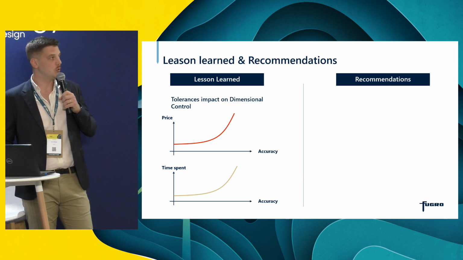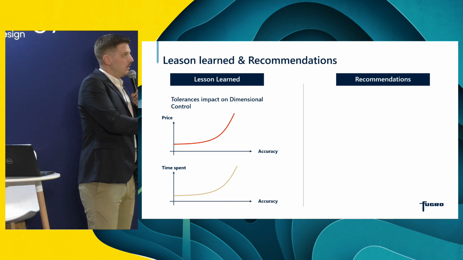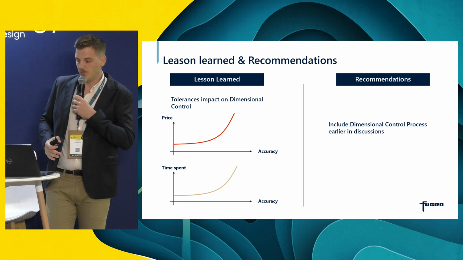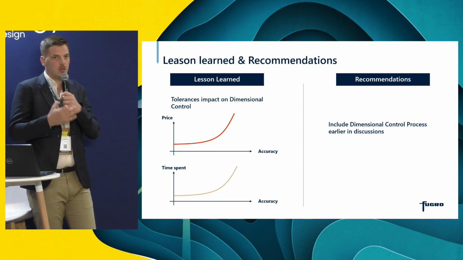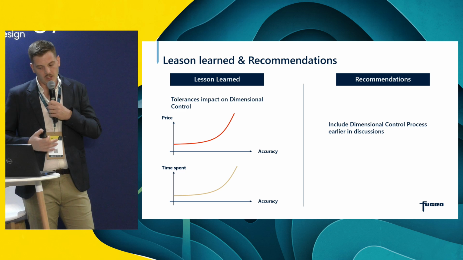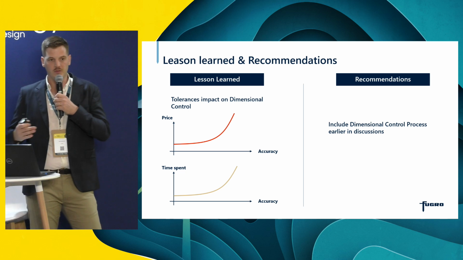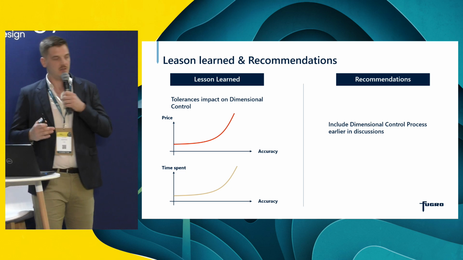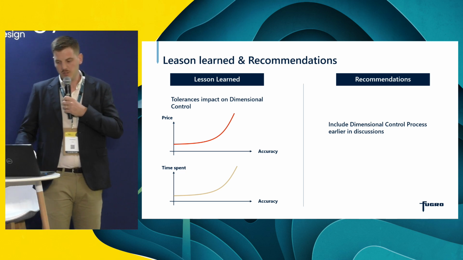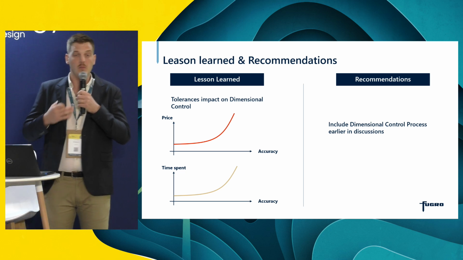But this point leads to the first recommendation. Our first recommendation would be to include the dimensional control process earlier in the discussion. We would firmly suggest and advise including this process early, for example during the design phase, to discuss the scope and the time schedule to perform dimensional control, because it takes time, but we can reduce it, of course. But also how we could manage the yard organization in order to be as efficient as possible.